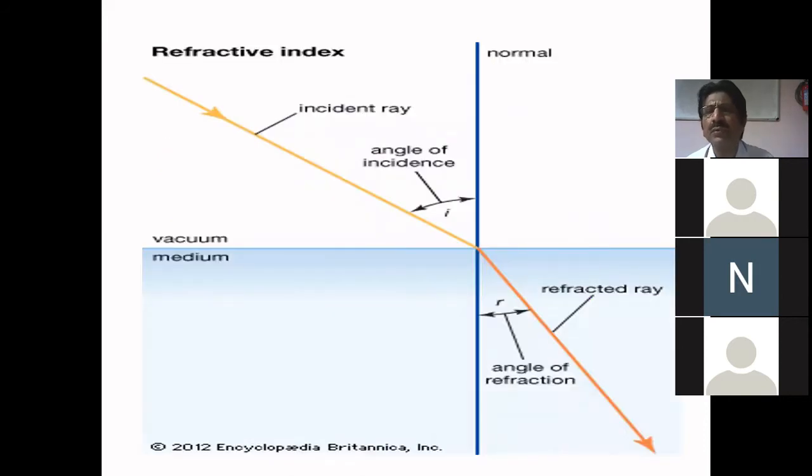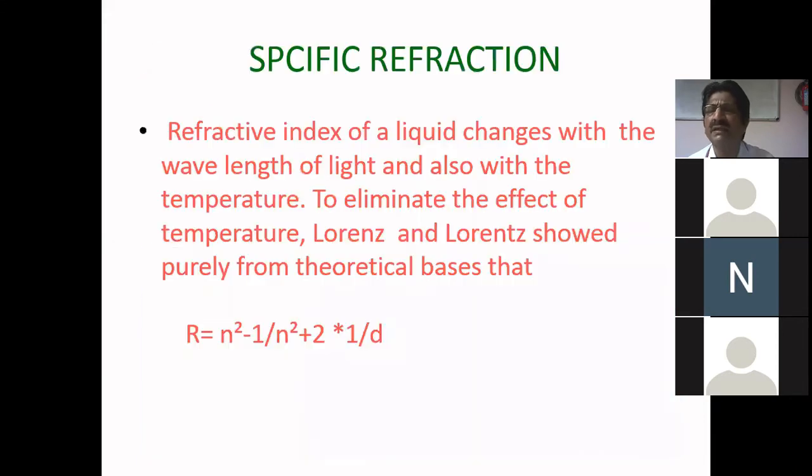Okay. Now once again, what is the importance of this? Because by studying the refractive index, we are studying 2 more small parts. One is called the specific refraction. The refractive index of a liquid changes with the wavelength of the light and also with the temperature. So the refractive index of any liquid depends on 2 factors: one is the wavelength of the light we are using, and the other is the temperature.